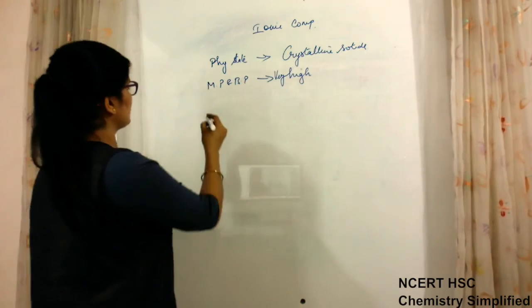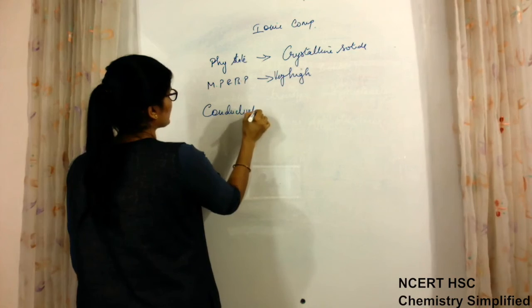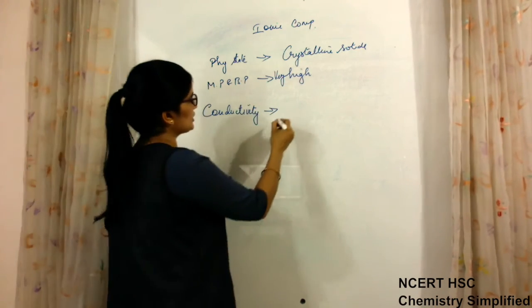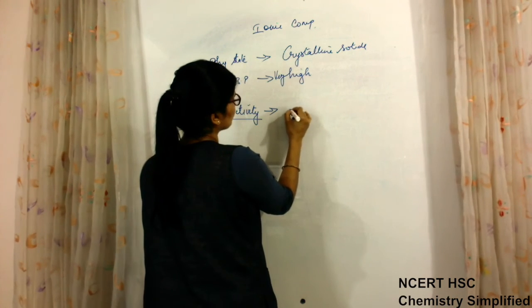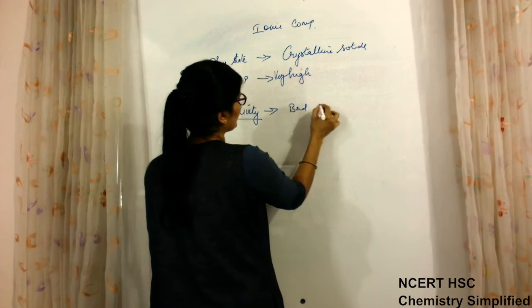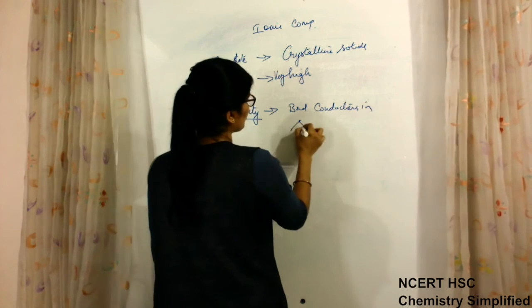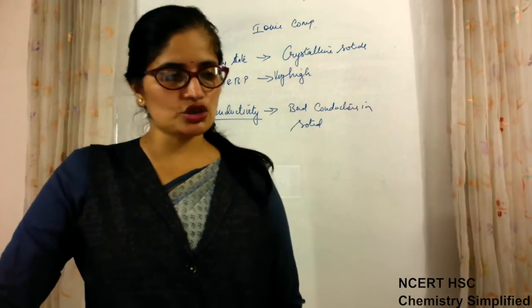Then conductivity. Electrical conductivity of these compounds which are ionic: they are bad conductors in the solid state.